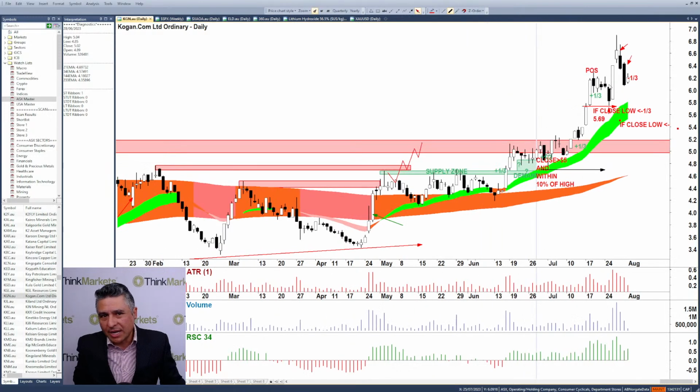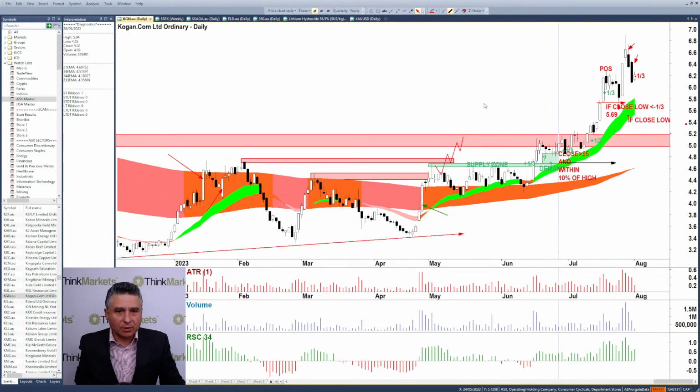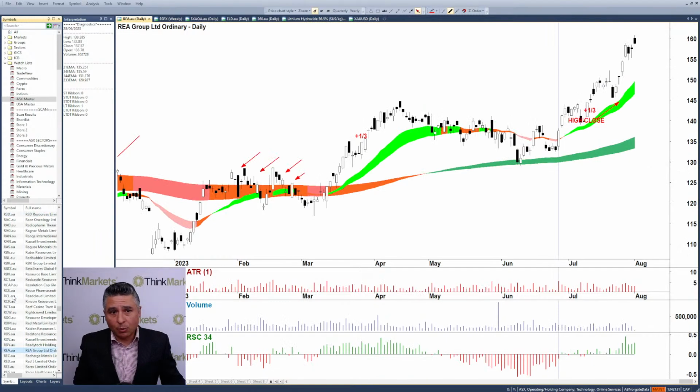Look, round number. Were there any targets before that? No, I don't think so. 7's not a major round number. But for me, hold 2/3, minus 1/3 on Kogan. Hopefully you got on it. Hopefully you did really well. Hopefully you got on this one.